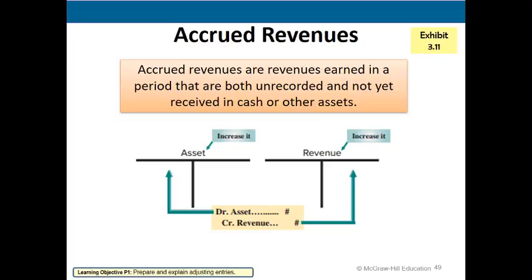Last but not least, accrued revenues. At the end of the year, any revenues that you've earned, you need to recognize those revenues. These are revenues earned in a period that are unrecorded and not yet received in cash or other assets. So you're going to need to debit an asset called accounts receivable, and you're going to have to credit a revenue account.